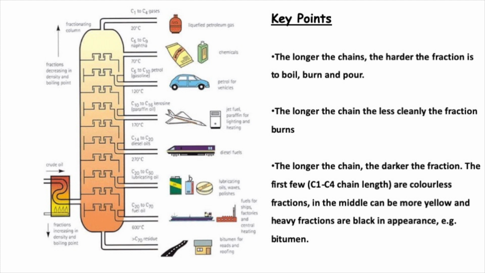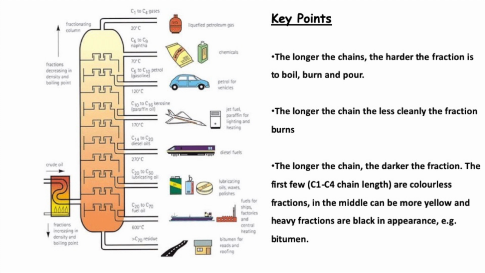Now the longer the hydrocarbon chain, not only the harder it is to burn, but the less cleanly the fraction burns. So the best fuels, the ones that are easier to burn and burn the cleanest, will be the fractions that have very short chain lengths. So things like petroleum gas.